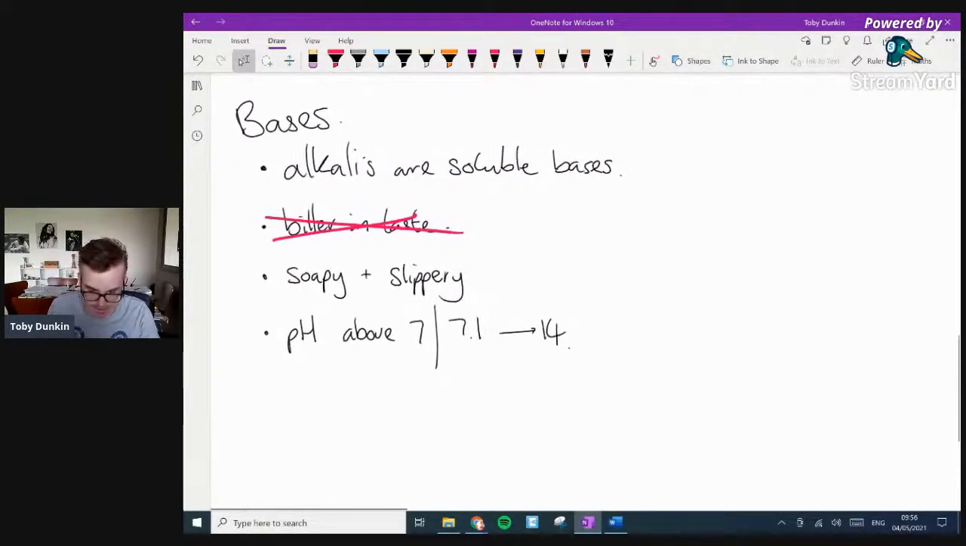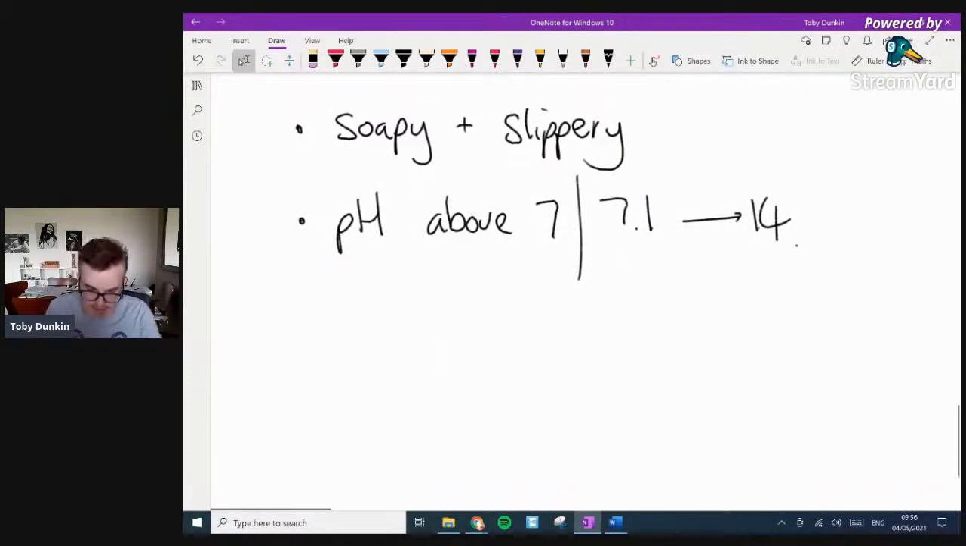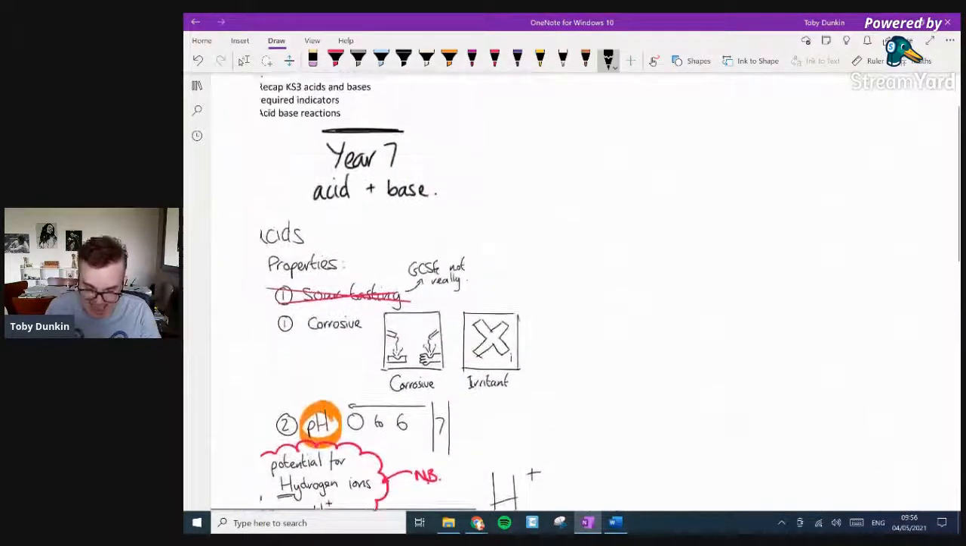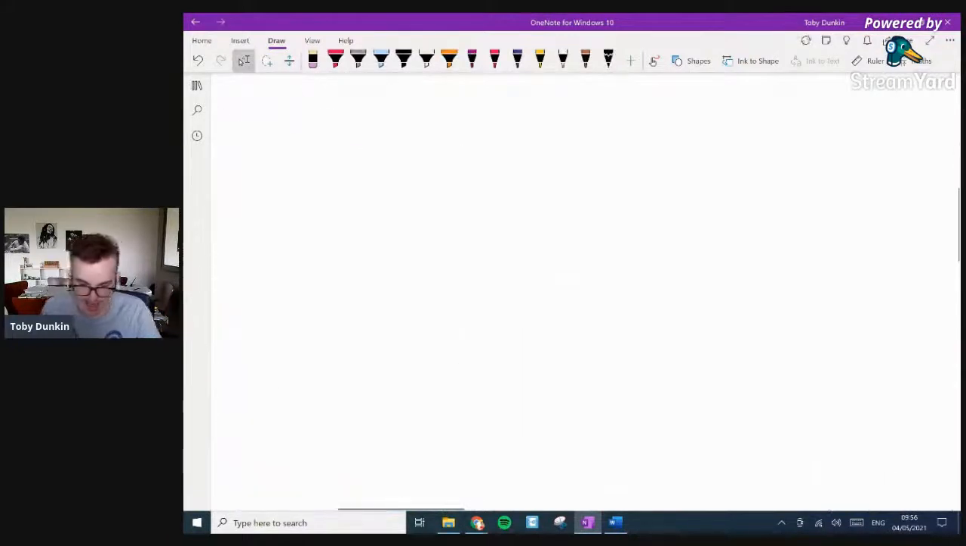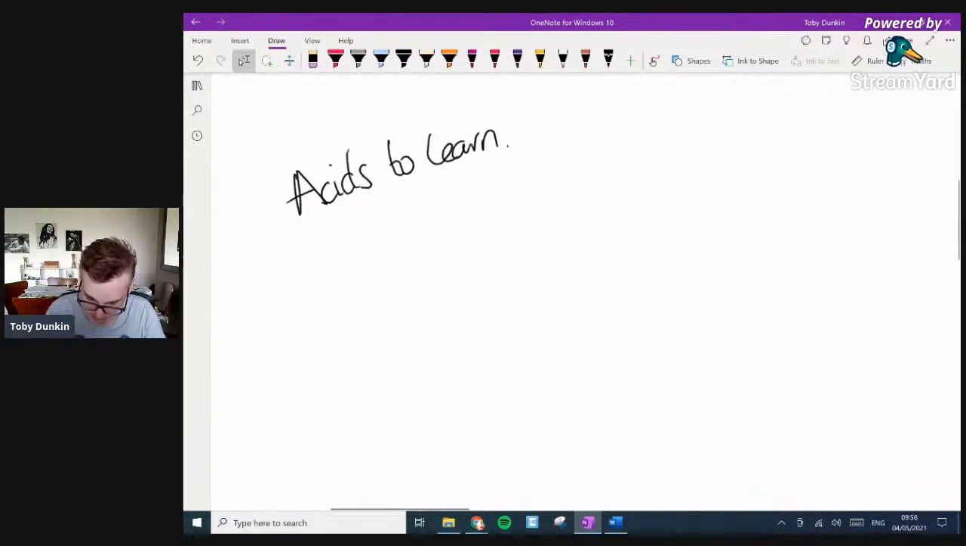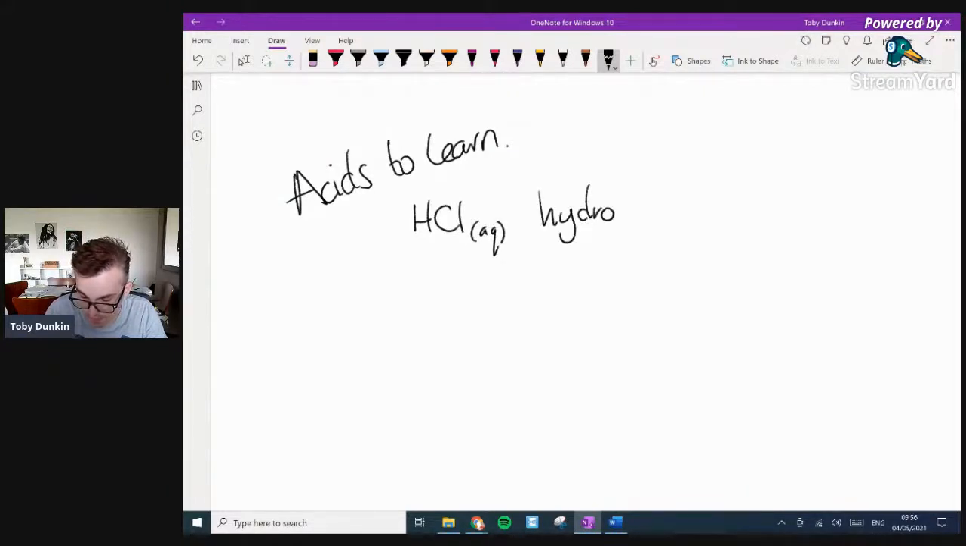What else do we want for bases? Common bases to know. Oh, I should have added up there in my acids. Acids to learn. Yeah, let's do that. This is a little side note. Sorry, folks. Throw this off on the side. Acids to learn. Put it in a red box. Yeah, acids to learn. HCl, aqueous. Hydrochloric acid. I've done this with you before, guys.